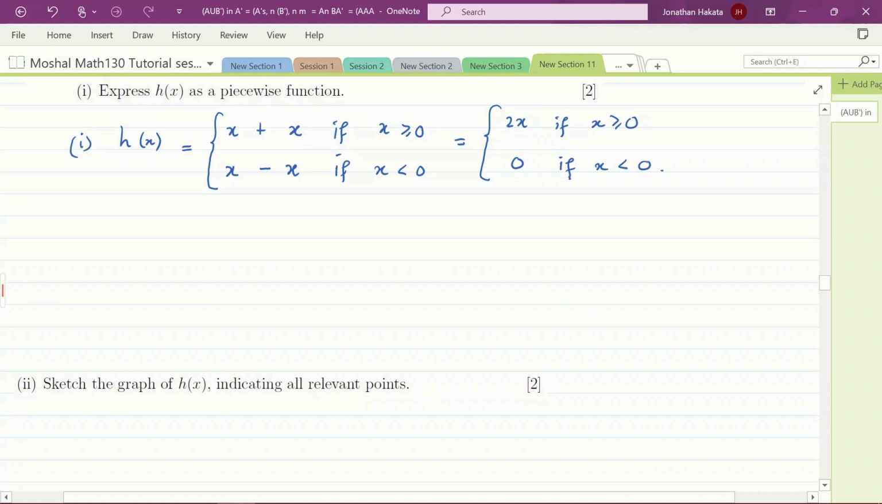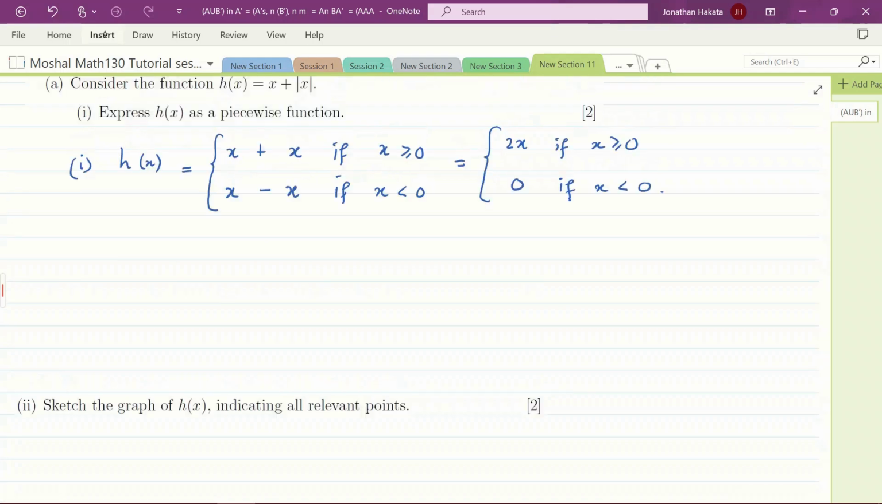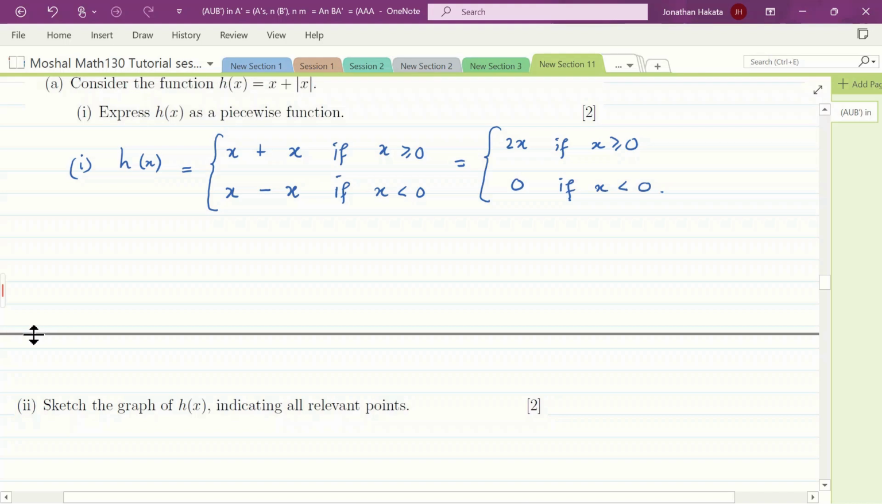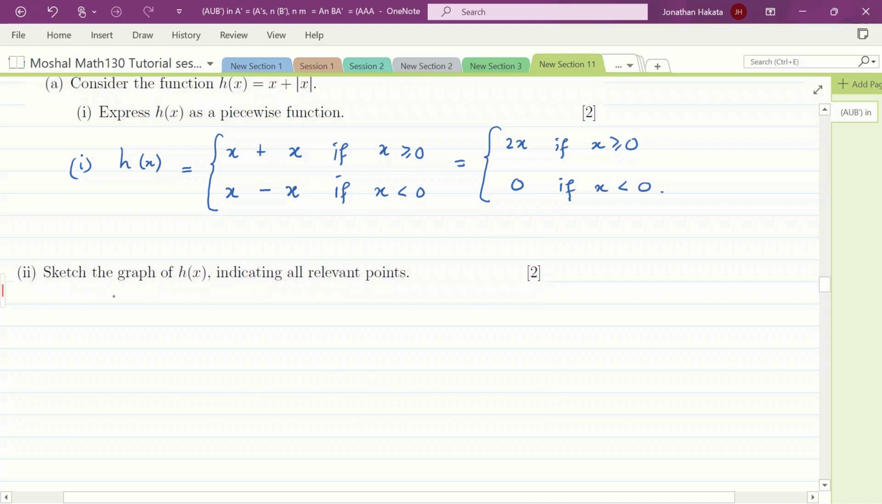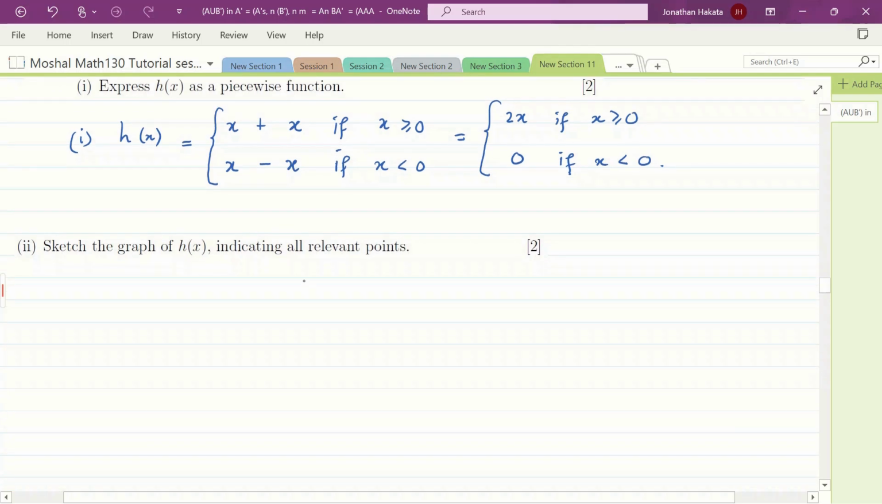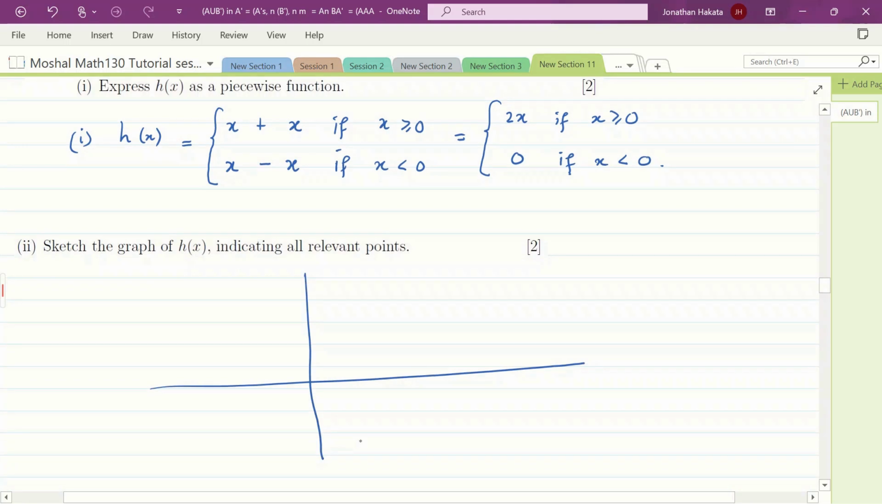Now, coming to this question, let's reduce this space. They are saying sketch the graph of h of x indicating all relevant points. Okay, so let's sketch. You use a pencil and a ruler in the exam. I'm just using my free hand because I don't have those, right?